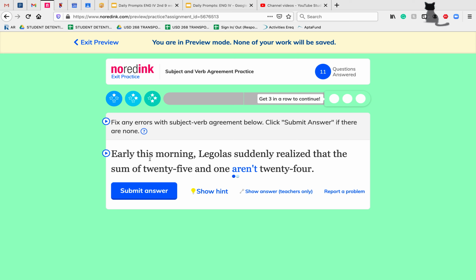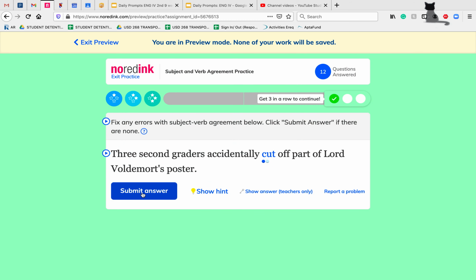So here we have, early this morning, Legolas suddenly realized that the sum of 25 and 1 aren't 24. So sum is a math term, so we want to use a singular, so we want isn't. That is our singular version. Remember our little S rule on that.